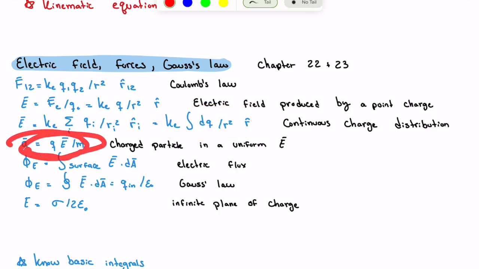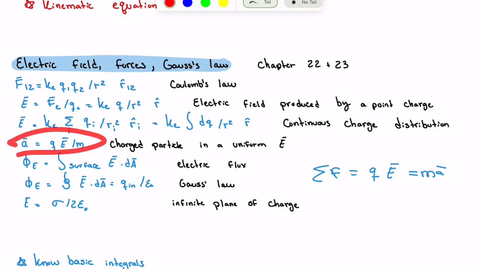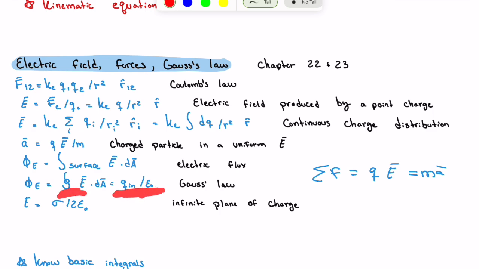This equation here just comes from the motion of a charged particle in a uniform electric field, where we have, say, the sum of all the forces is just equal to Q times E is equal to mass times acceleration, isolate for acceleration, and you get that here. This is the electric flux, where we have the integral of E dot dA, and then we have Gauss's law, where the flux over a closed surface is equal to Q enclosed over epsilon naught. That came in handy a couple of times.